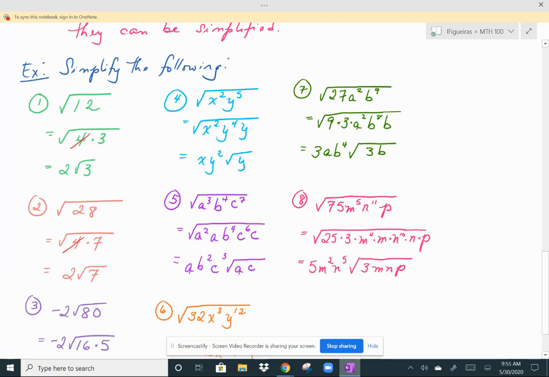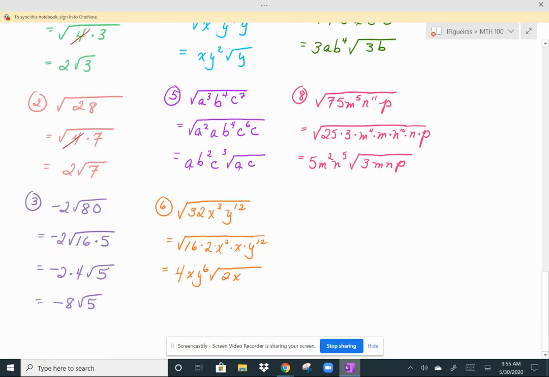Okay, so here is number 3. This is negative 2 root 80. So the negative 2 is on the outside. 80 can get written, there's a couple of options. I have 4 and 20, and I have also 2 and 40, and I also have 5 and 16.